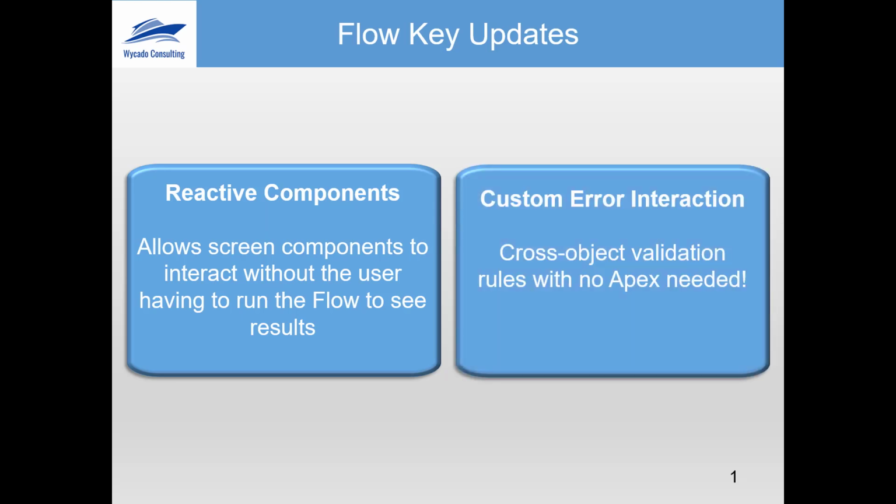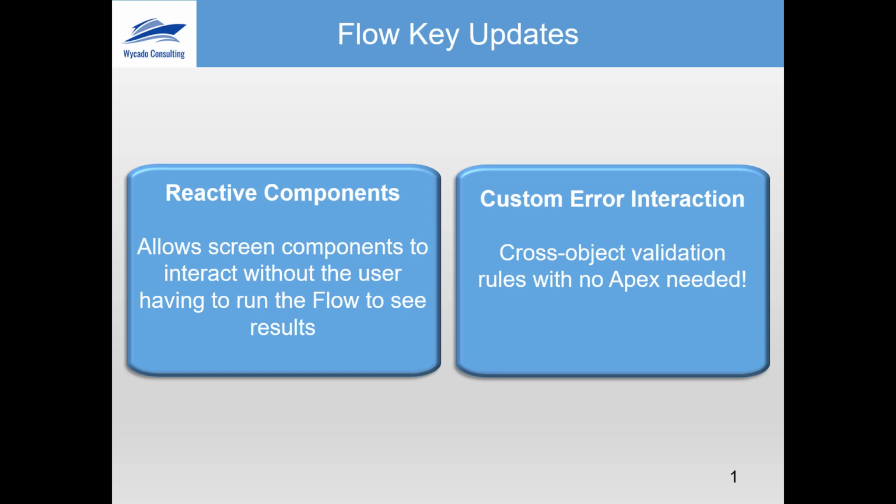And the other one is custom error interactions have been introduced. This is like cross-object validation rules with no Apex needed. Because think about validation rules for a second. When you create a validation rule, it's created against a specific object, accounts, opportunities, whatever it is. If you need a more complex validation rule that has to look at two or more objects, you're writing Apex code. And so we can do this now with custom error interaction.